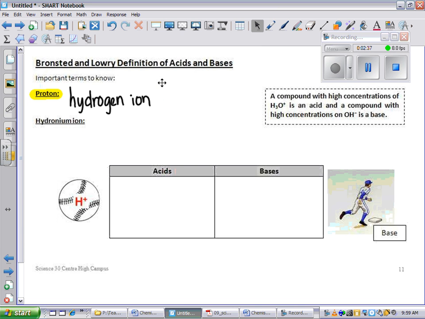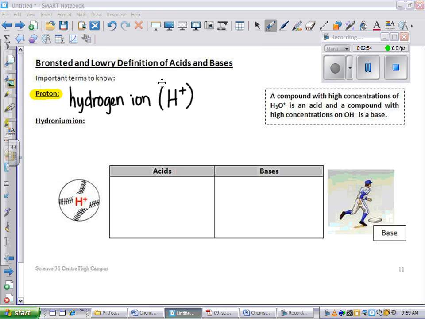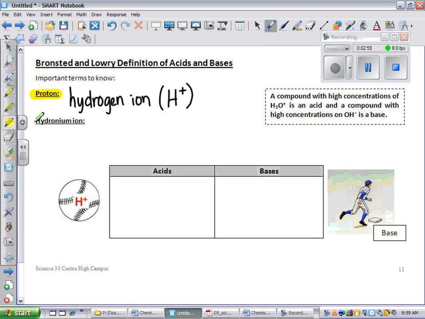So in class, you will have written it like this. A hydrogen ion is formed when a hydrogen atom loses an electron and becomes positively charged. Proton will be used in both the definition of Bronsted Lowry acid as well as a Bronsted Lowry base. Another definition that's important to note is the hydronium ion.